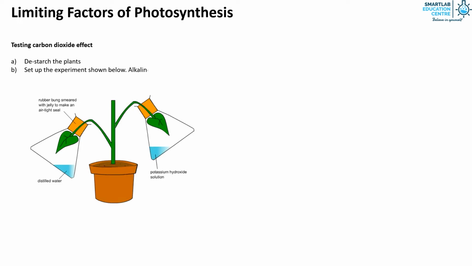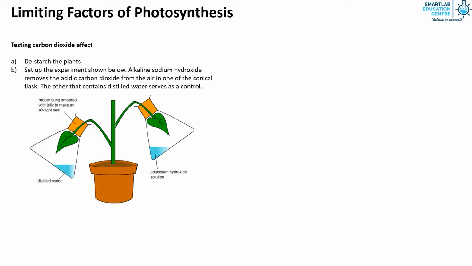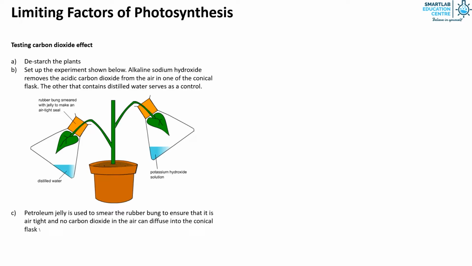In the first experiment, we will de-starch the plant and then set up the experiment as shown. Alkaline sodium hydroxide removes the acidic carbon dioxide from the air in one of the conical flasks. The other that contains distilled water serves as a control. The petroleum jelly is used to smear the rubber bung to ensure that it is air-tight and no carbon dioxide in the air can diffuse into the conical flask where the leaf is sealed.